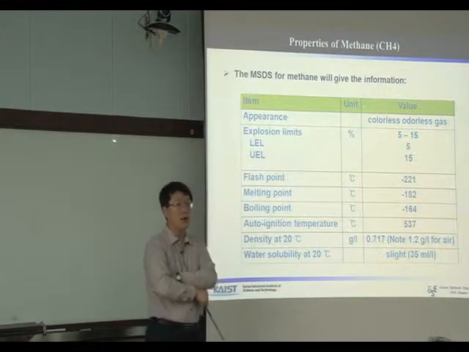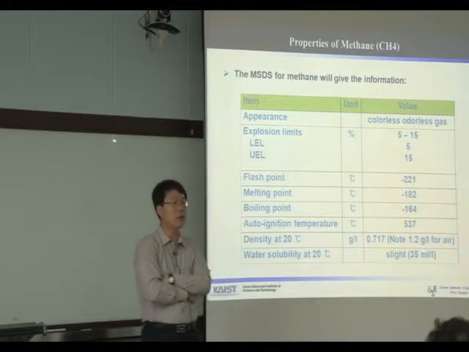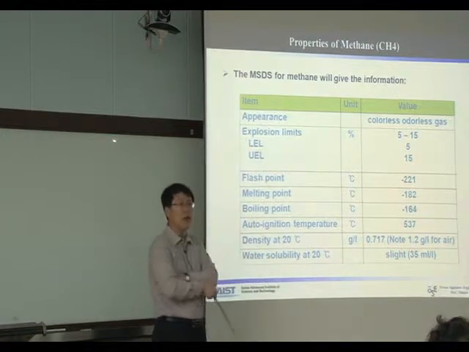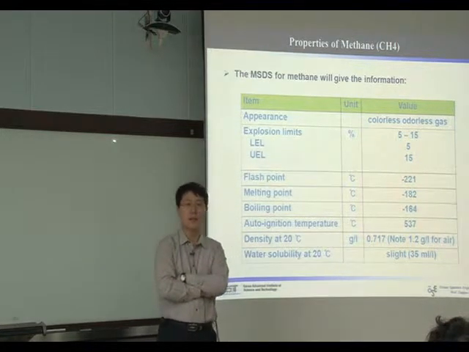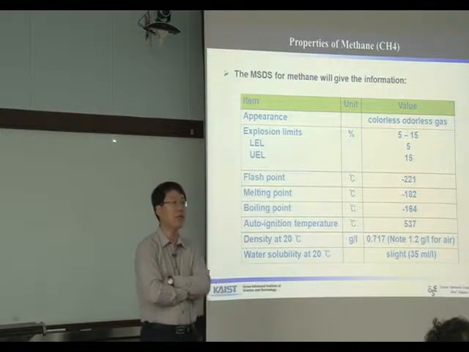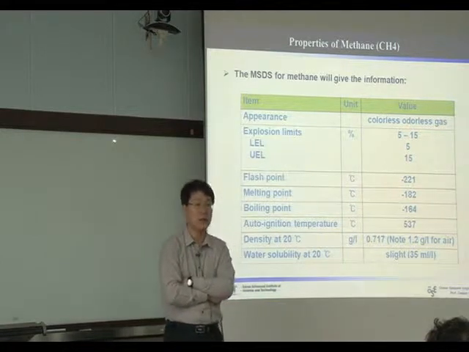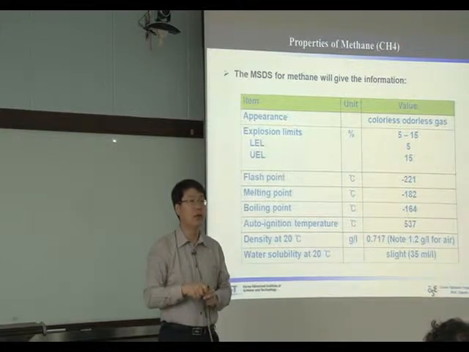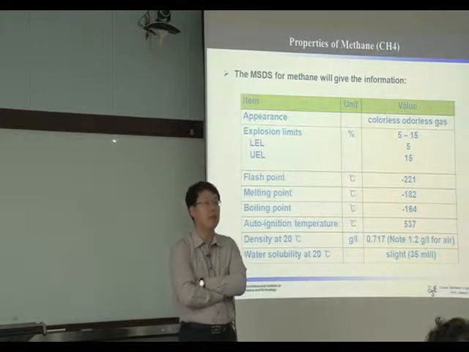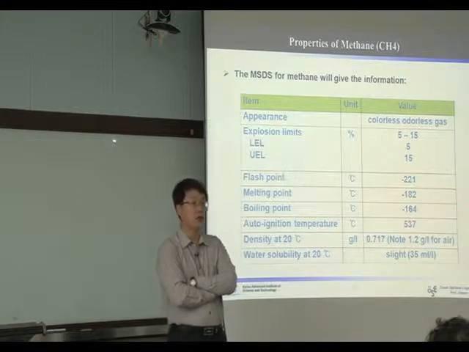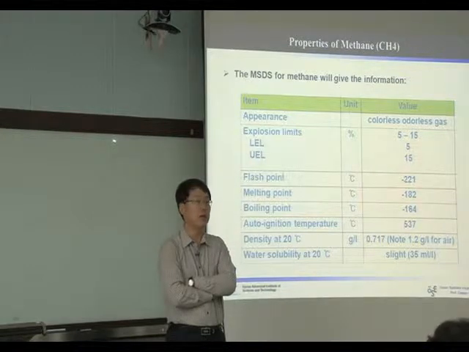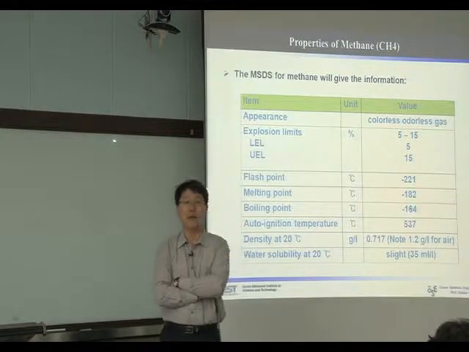Here are the terms and the numbers. First, appearance. Methane is colorless and odorless, but we can smell it when we have a natural gas leak in our kitchen, because the gas company puts some special chemicals into the gas. Natural gas itself has no smell.